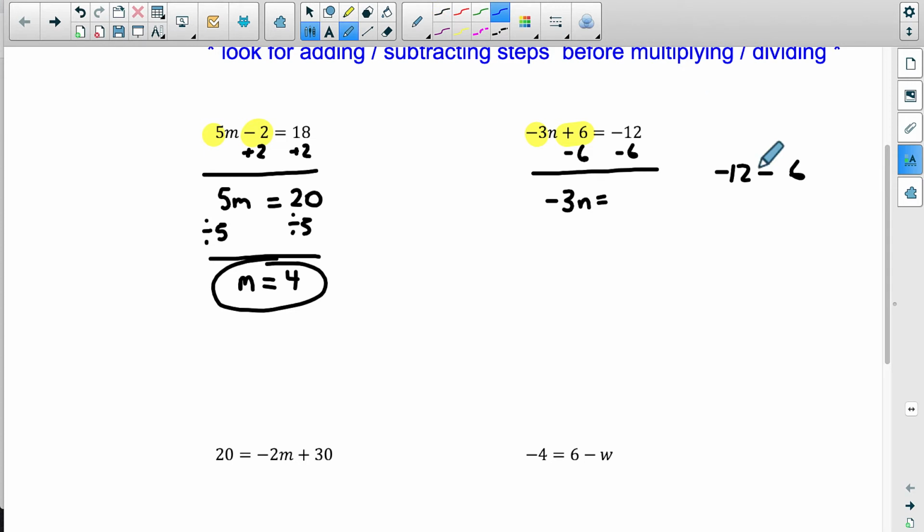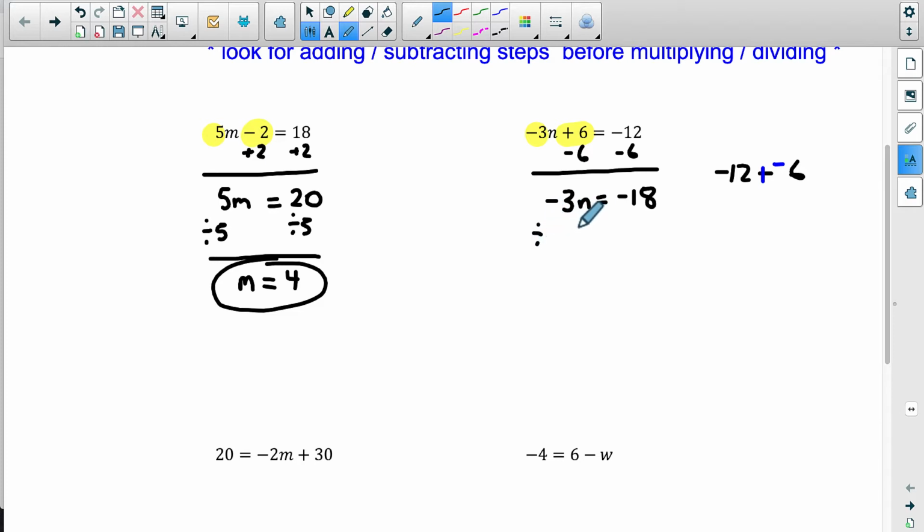I like to add the opposite. So you have 12 negatives and 6 more negatives. So you've got quite a few negatives. You have negative 18. Now be careful. Remember, this is a very common mistake here. This is not take away 3. This is negative 3 times n. So you want to do the opposite operation, the opposite of multiplying, which is division.